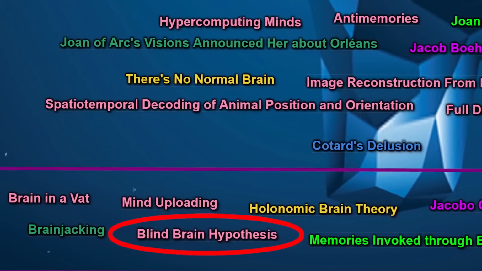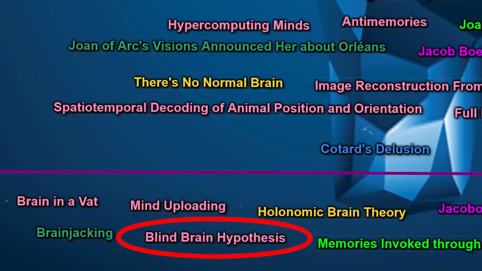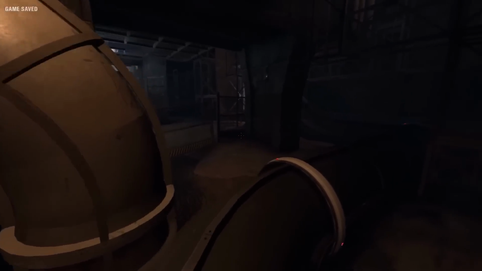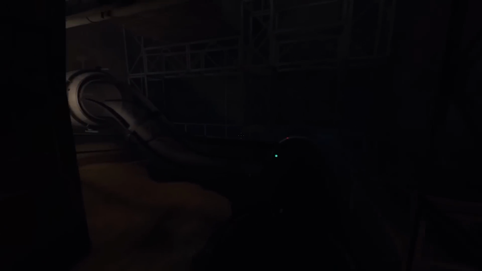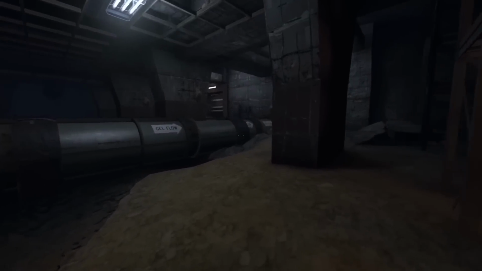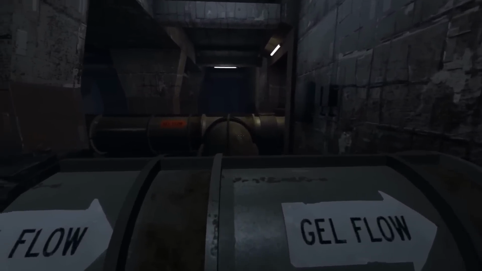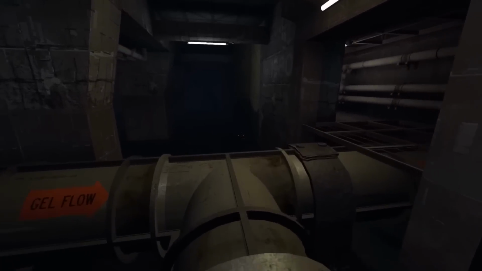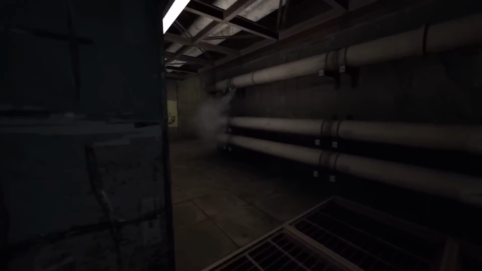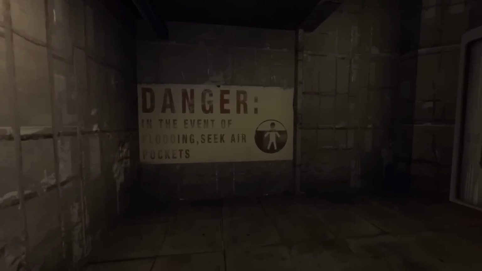Next up, we have the blind brain hypothesis, or BBH. This is one of those mind-bending ideas that sounds like philosophy and neuroscience had a baby. It's basically a theory about why we humans feel like we're so special, why we think we're these self-aware, conscious beings with free will, when in reality our brains might just be tricking us. Yeah, it's existential crisis fuel, so buckle up.